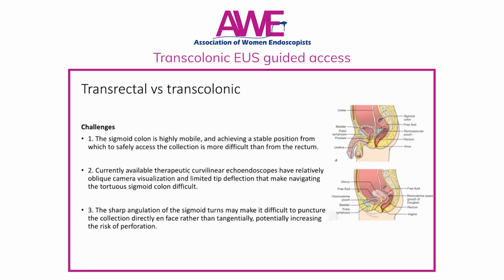Number one, the sigmoid colon is highly mobile, and trying to achieve a stable position from which we can safely access collections is more difficult than from the rectum. Currently available curvilinear echoendoscopes also have a relatively oblique camera visualization, and the limited tip deflection makes navigating through the tortuous sigmoid colon difficult. And thirdly, the sharp angulation of the sigmoid turns may make it difficult to puncture the collection on face rather than tangentially, and this increases the risk of perforation.